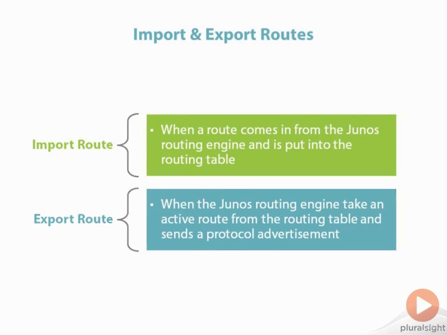So when a routing protocol sends a route advertisement out from its routing table, we say that it is exporting a route, and when another router receives the advertisement and installs that route into its routing table, we say that it has imported that route. When the route is advertised to another router, it is an export route. When a router receives the route advertisement and inserts that route into its routing table, it's an import route.